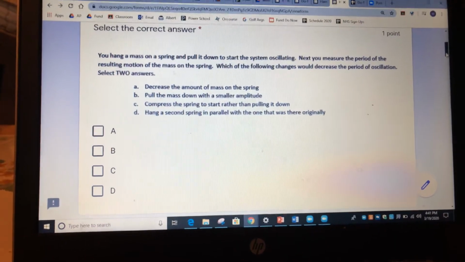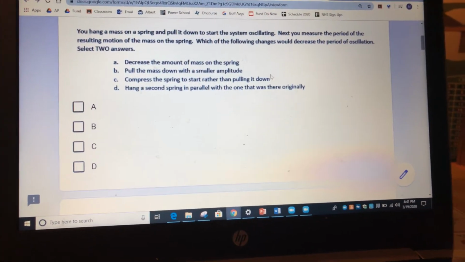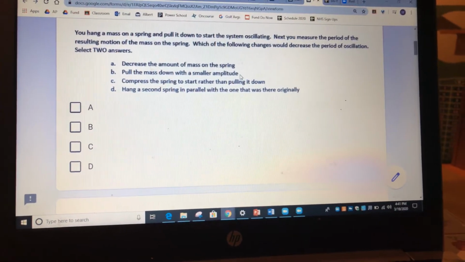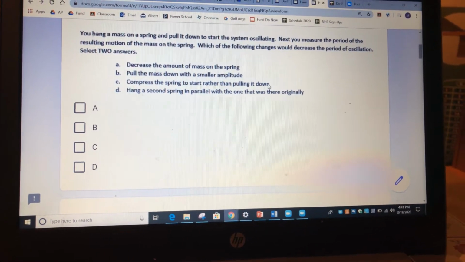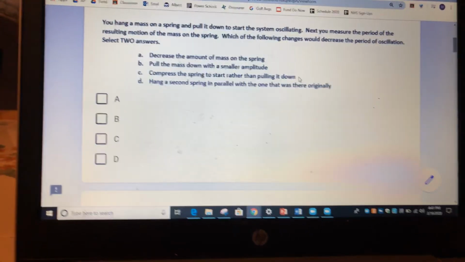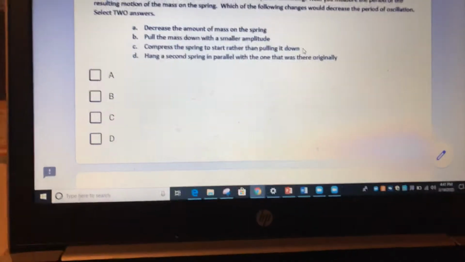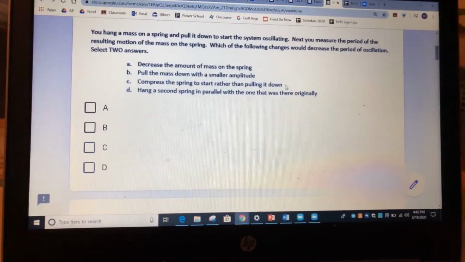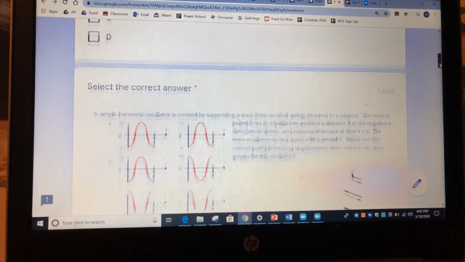So there's only actually two, I think, that would change it. If you look at B, pull it down with a smaller amplitude, that's not going to affect it. Look at C, compress the spring rather than pulling it down, that's not going to affect it. So you didn't even need to know what decreases it, just whatever changes it would work here. A and D are the only ones that would change it, so that's why they have to be the answer. And they would both decrease it if you look at the math equation for it.